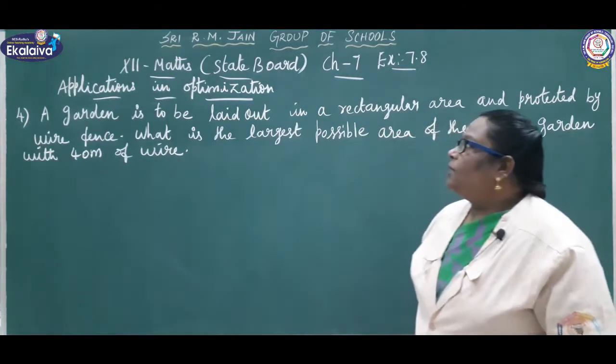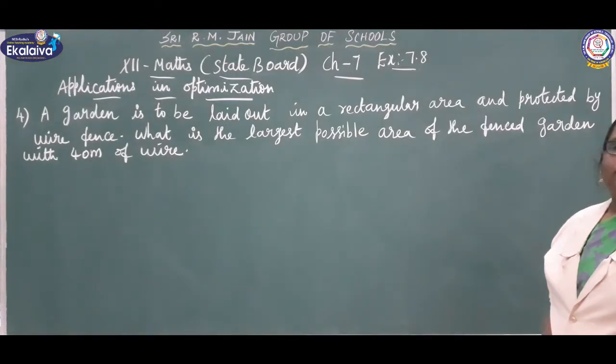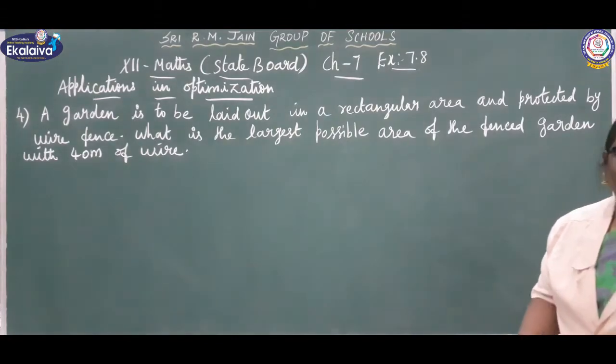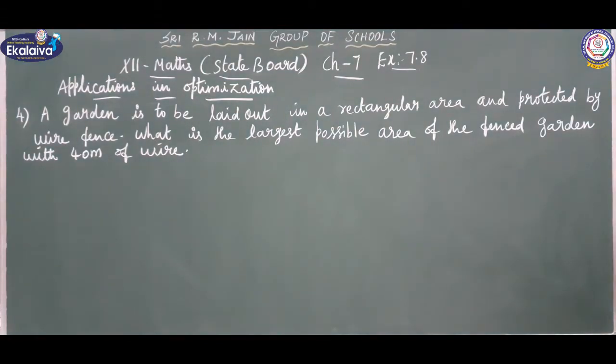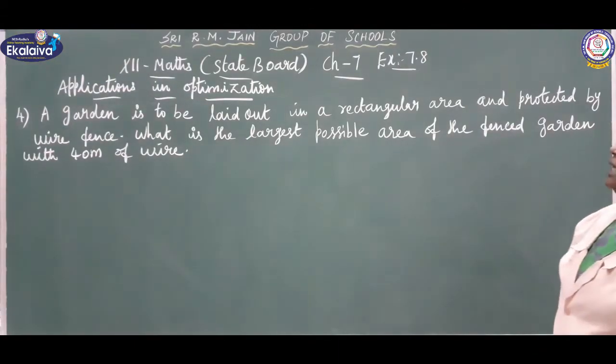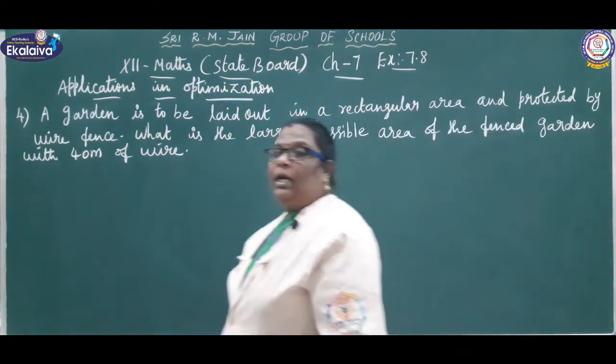This is 12th standard maths, state board, chapter 7, exercise 7.8, fourth sum, an application sum. A garden is to be laid out in a rectangular area and protected by a wire fencing. It is a compound wall fencing. What is the largest possible? Largest means it's nothing but maximum we have to find out. Largest possible area of the fenced garden with 40 meter of wire.